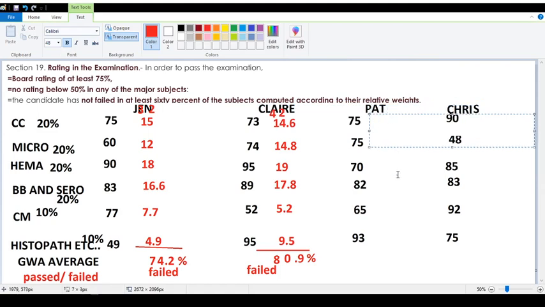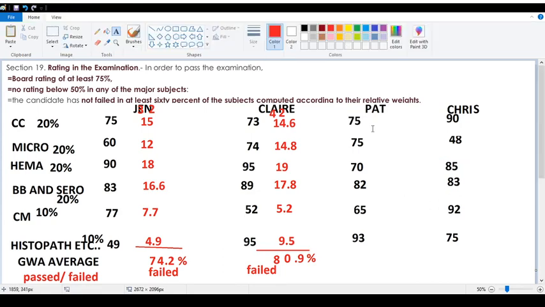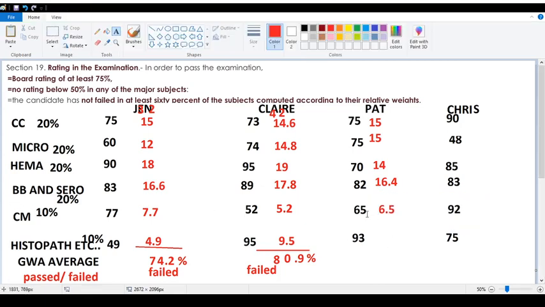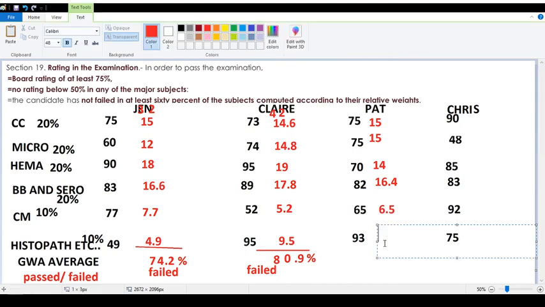So, let's finish this with Pat and Chris. Okay, so will none of them pass? So, we have here 7.5 times 2, 15. Also, this one, 15. 7 times 2, 14. 8.2 times 2, that is 16.4. And again, 6.5. Why? Because this is only 10%. So, 10% of 65 is 6.5. 10% of 93 is 9.3.